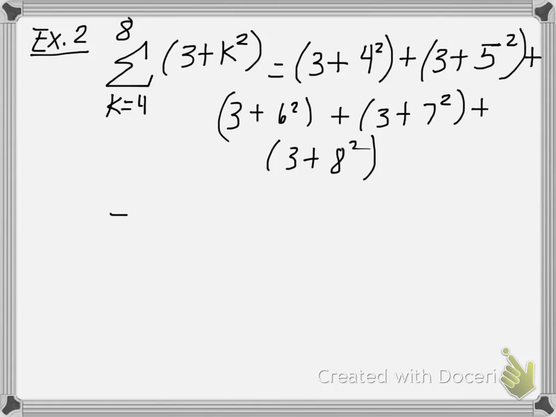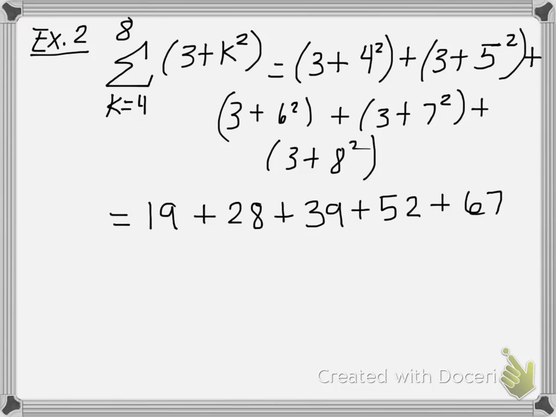So when I do this, what is 4 squared plus 3? 19. Okay, so we have 19 plus, what's 5 squared? 25, plus 3, 28. 6 squared, 36, plus 3, 39. And then 7 squared, 49, plus 3, 52. And then the last one, 8 squared is 64, plus 3, 67. Now, when you add all those up, what does that give you? Use the calculator, I hope. I do this in my head.